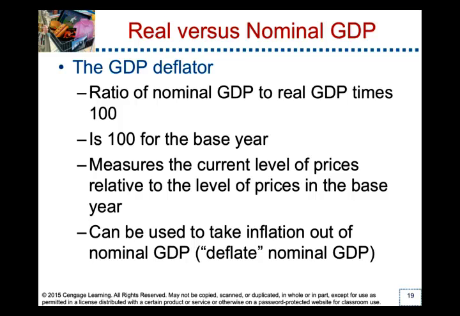So what is the GDP deflator trying to do? It measures the current level of prices relative to the level of prices in the base year. So it can also be used to calculate inflation, how much inflation there is. That can be helpful to deflate the nominal GDP and make comparisons. So that is a very important tool that can be used.